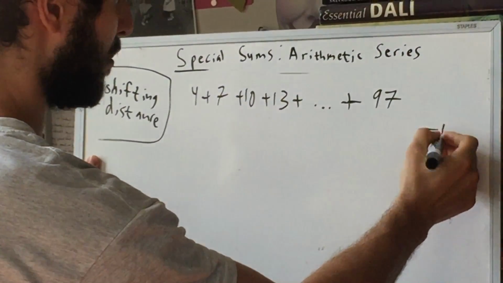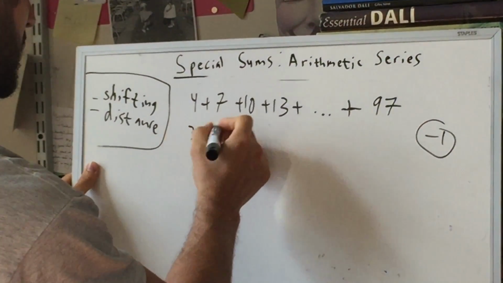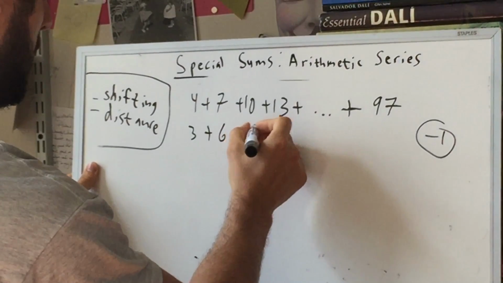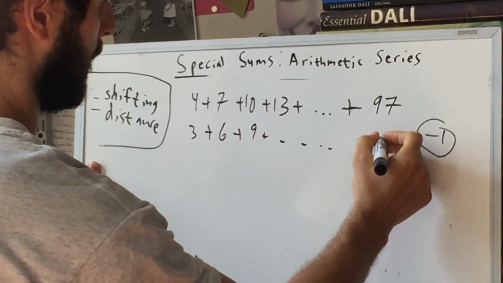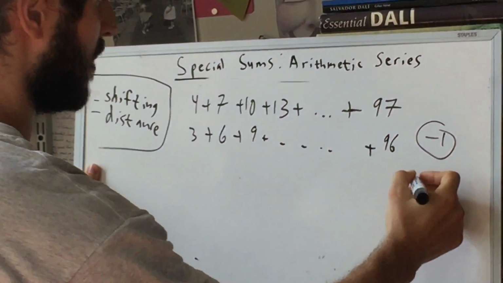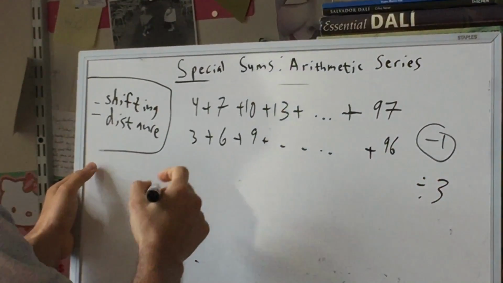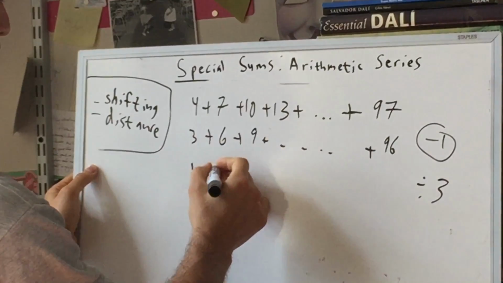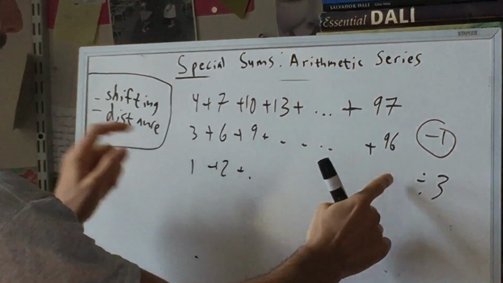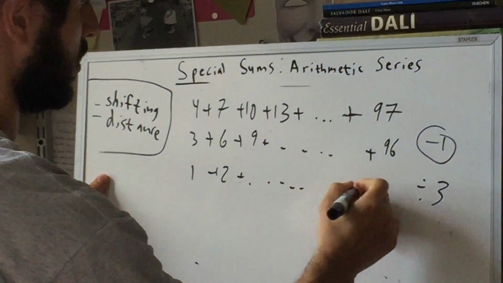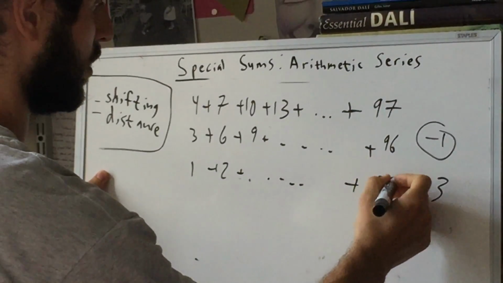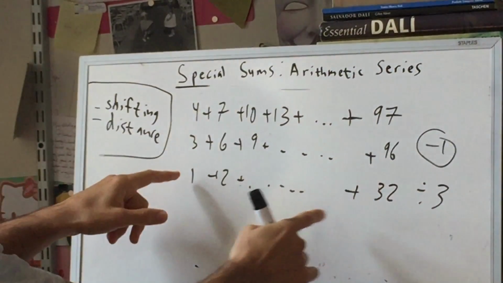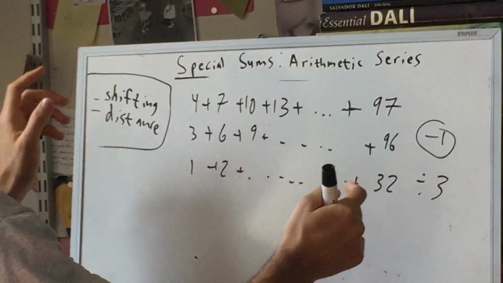So that means let's go down by 1. So these become this. Now we're going to divide everything by 3. So this turns into 1. This turns into 2. I mean, we really only care about the ends. So this turns into 32. So in this case, it's very easy to see 1 to 32, there's 32 numbers.